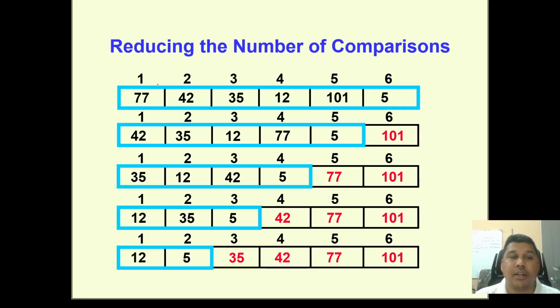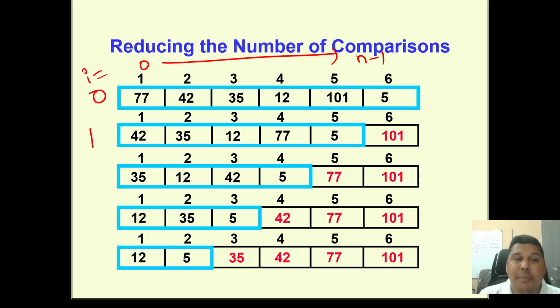See this example. See, when I value is 0, I am iterating from 0th index to n minus 1. I am going till here, I am comparing till here. When I value is 1, I am iterating from 0 to n minus 2. When it is 2, I am going from 0 to n minus 3. When it is 3, I am going from 0 to n minus 4 only.